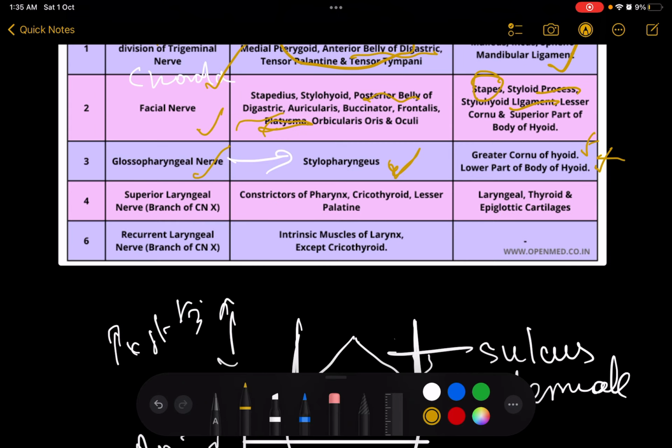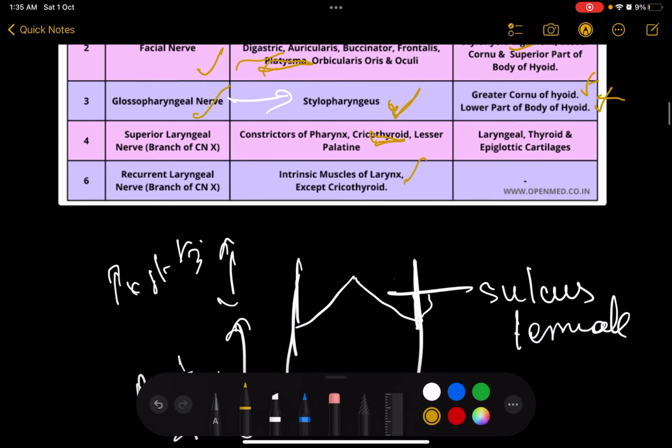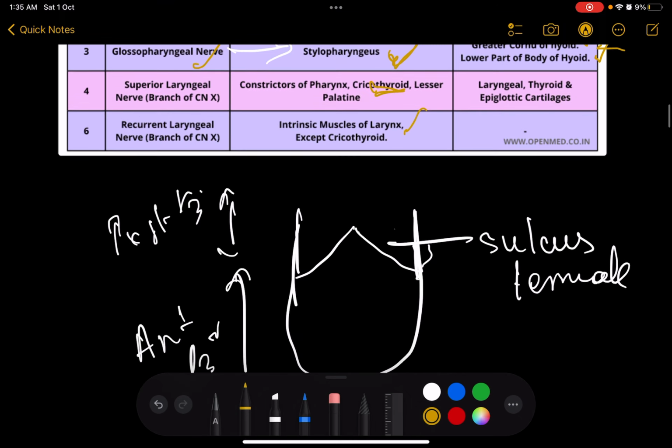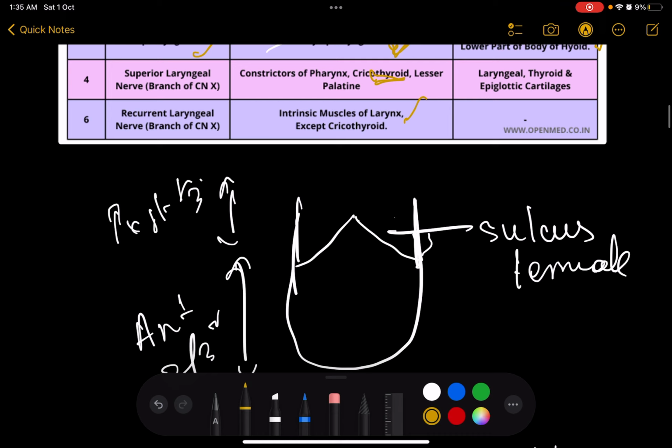Now talking about the fourth arch, we've got the superior laryngeal nerve, and the sixth is the recurrent laryngeal nerve. Important to remember is that the recurrent laryngeal nerve supplies all the muscles of the larynx, but the cricothyroid is from the superior laryngeal nerve, and the fourth arch gives the thyroid and epiglottic cartilages.